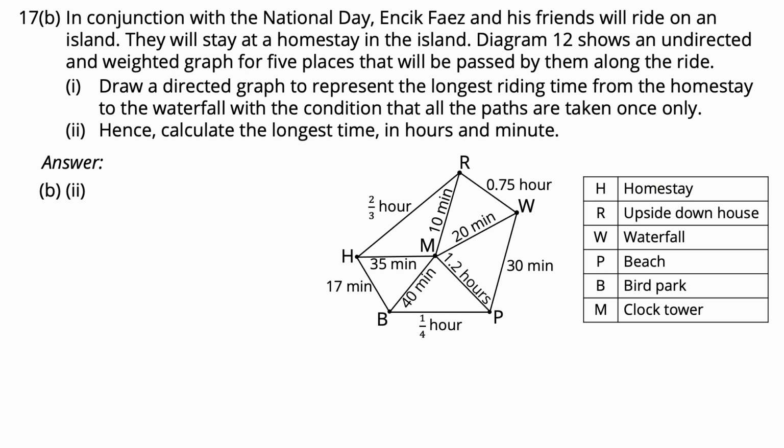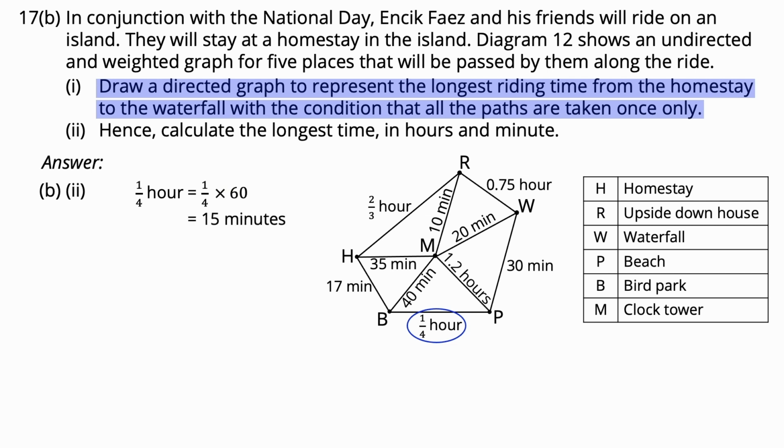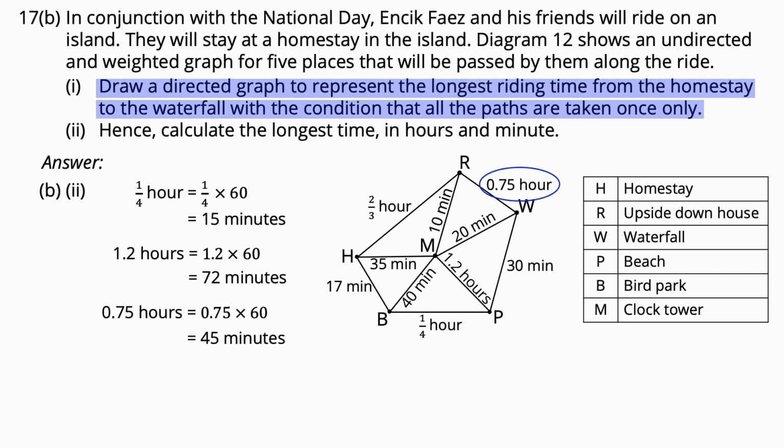B. 1. Draw a directed graph to represent the longest riding time from the homestay to the waterfall with the condition that all the paths are taken once only. Let's convert all time units to minutes. Some travel times are given in hours, so we convert them to minutes. 1/4 of an hour equals 15 minutes. 1.2 hours equals 72 minutes. 0.75 hour equals 45 minutes. 2/3 of an hour equals 40 minutes.